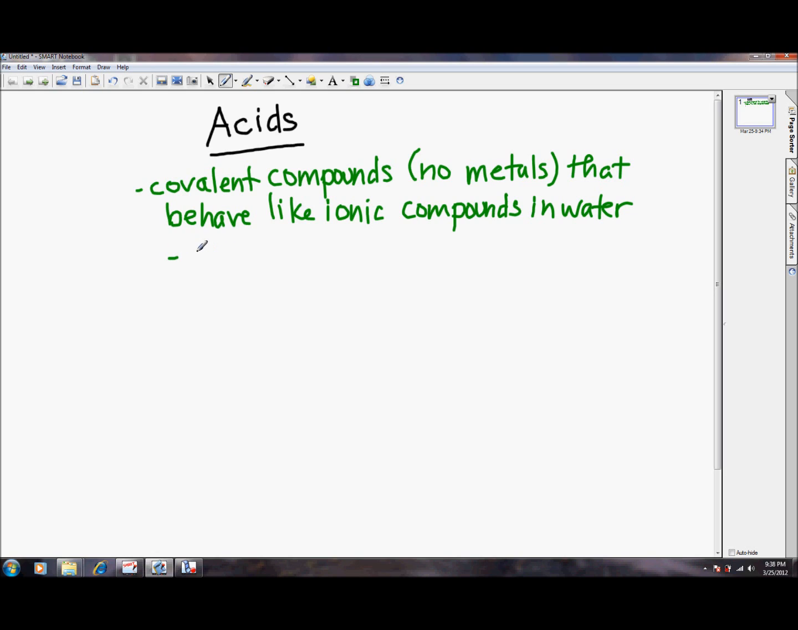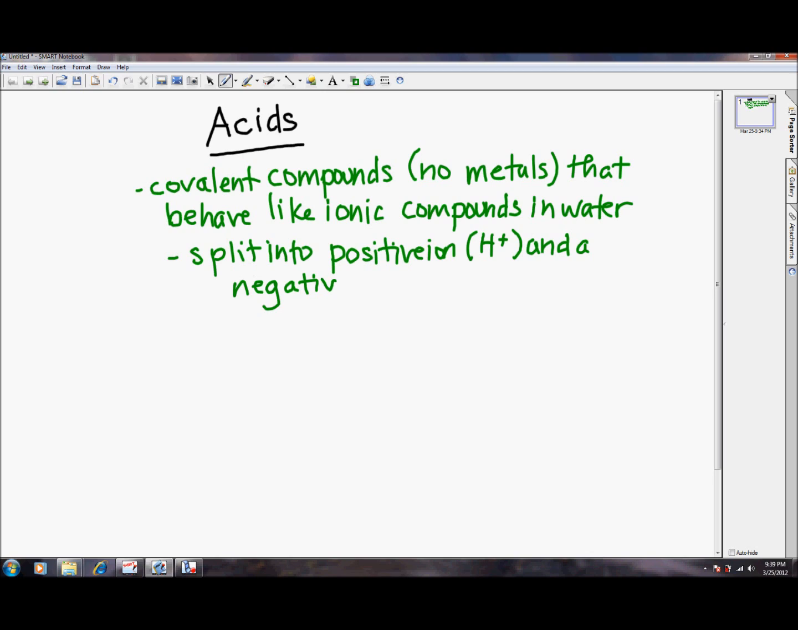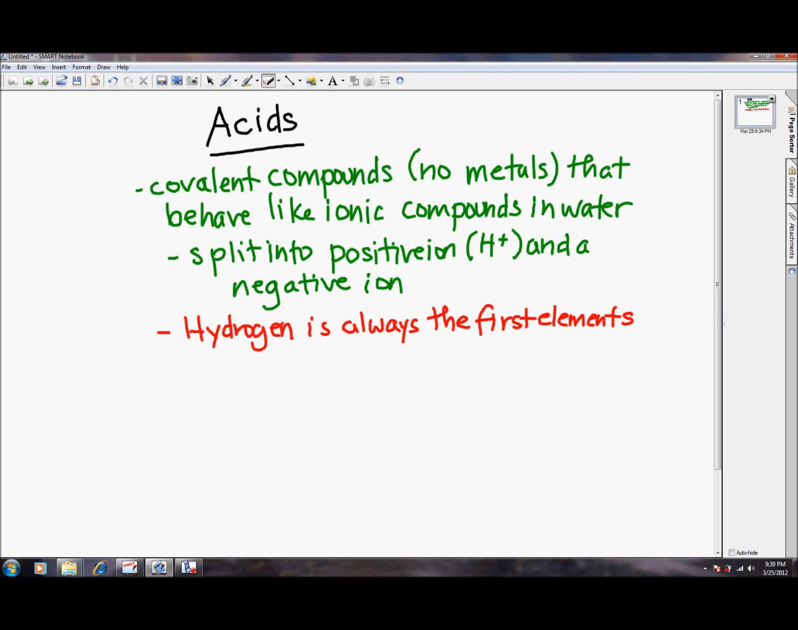which means that they split up in water into a positive ion, which is always hydrogen plus 1, and some sort of a negative ion. The negative ion could be a nonmetal. The negative ion could be a polyatomic ion. So when we look at formulas for acids, hydrogen is always the first element. That's how you will recognize acids out of a group of compounds. I should say element singular.